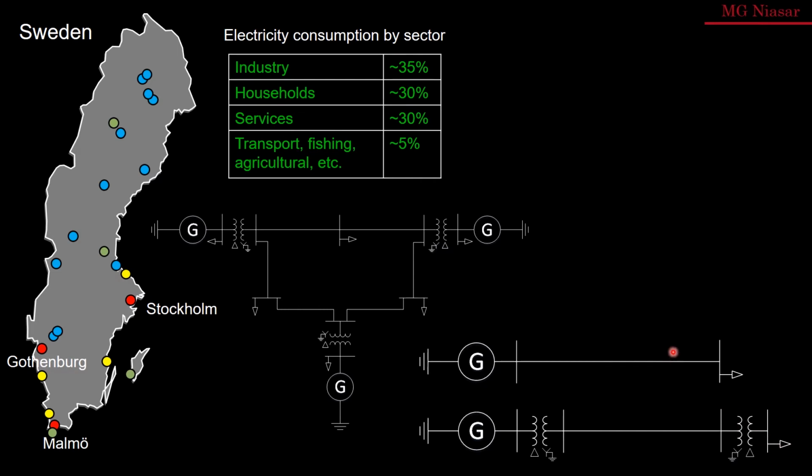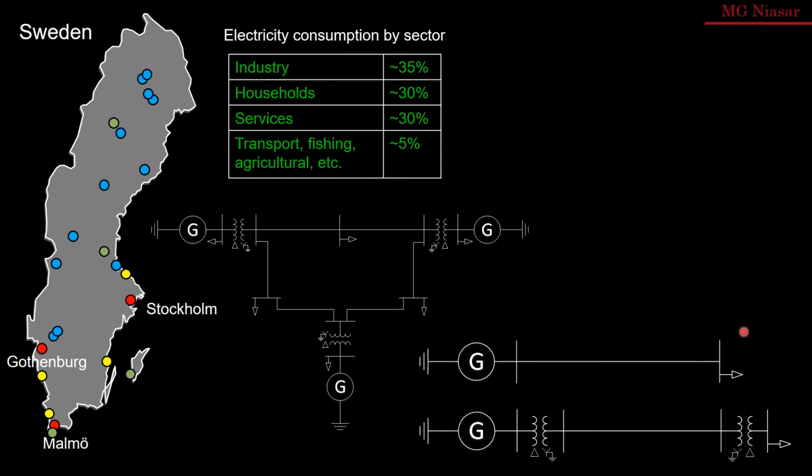So in one case, we transmit power at 220 volts, and in the other case, we transmit power at 22 kilovolts. One thing that we know from the discussion is that the length of this line may be tens of kilometers, maybe hundreds of kilometers. The other thing that we should know is about the amount of consumption that we have here.